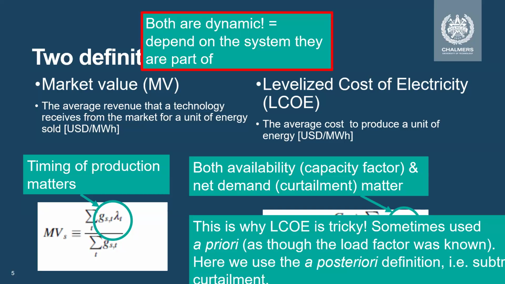But what I want to say is that both are dynamic, in the sense that they depend on the system they are part of. For the market value, the price is set by the different technologies on the market, so the capacity of solar has an impact on the price. And for LCOE, like I said, it matters whether the energy that a technology produces is needed or if it's curtailed, or for gas, it's the load factor. The load factor for gas might be 5% or it might be 60%, which matters hugely for the LCOE.